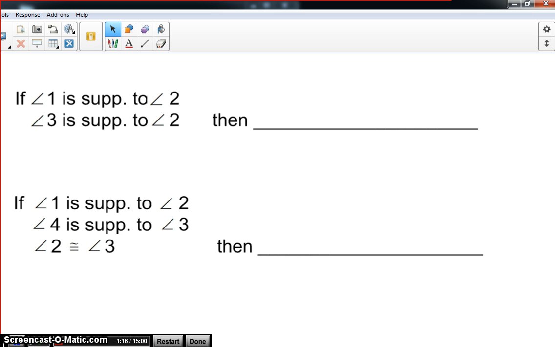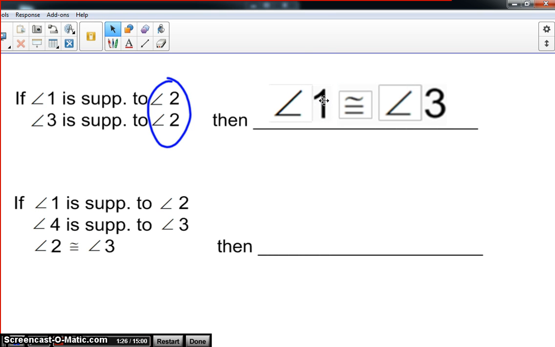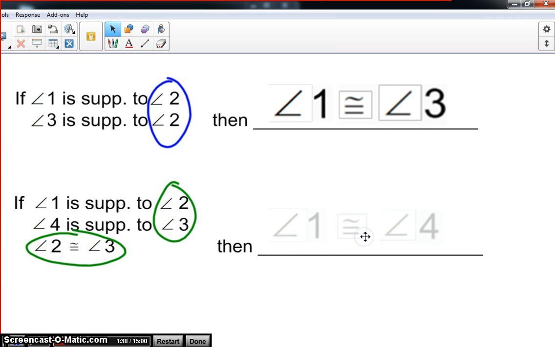So same thing here, we have angle 2 is a supplementary angle to both angles 1 and 3. Therefore, we can say angles 1 and 3 are congruent. And in the next one we have angles 2 and 3, which are congruent, are supplementary to angles 1 and 4. Therefore, we can say that angles 1 and 4 are congruent.